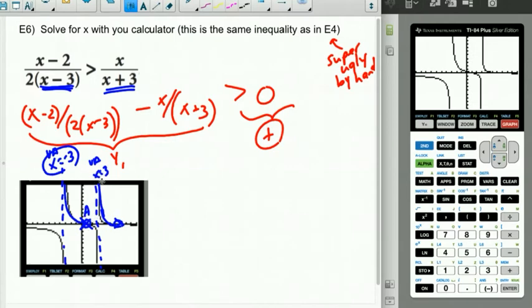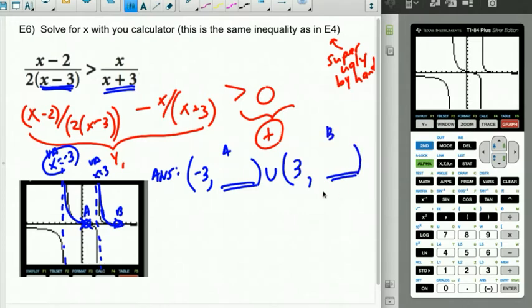And from this vertical asymptote at 3 to whatever this mystery 0 is, right? So my answer is going to be negative 3, not included because it's a vertical asymptote, to whatever that a is, the thing I just labeled as a. And also 3 to whatever that thing that I just labeled as b is. And then my job's going to be to use the calculator to find those two values.